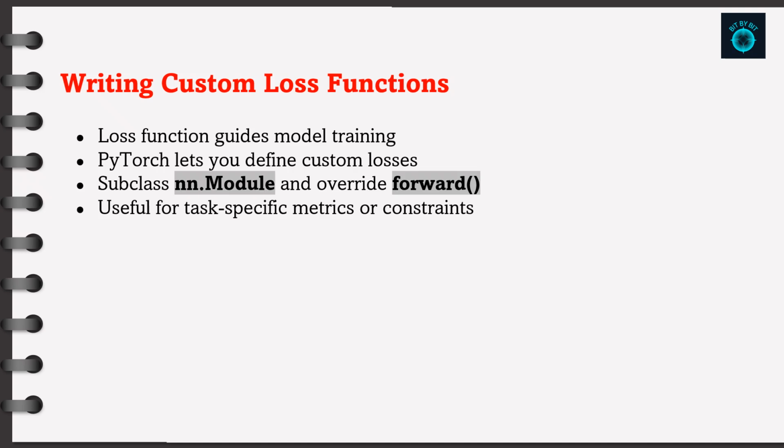In PyTorch, we can write custom loss functions by creating a class that subclasses nn.Module. Inside that class, we define a forward method to calculate the loss. Custom loss functions are useful when the built-in ones, like cross-entropy or mean-squared error, do not fit your problem well. You can use them when you have special constraints, non-standard metrics, or multiple objectives.